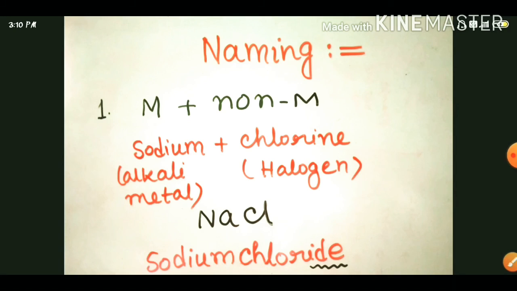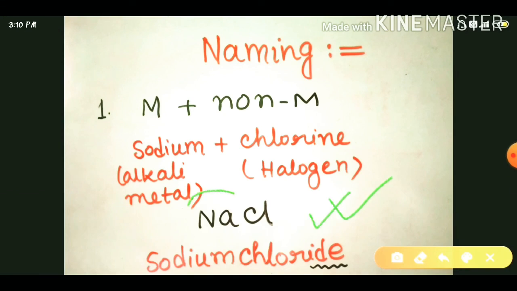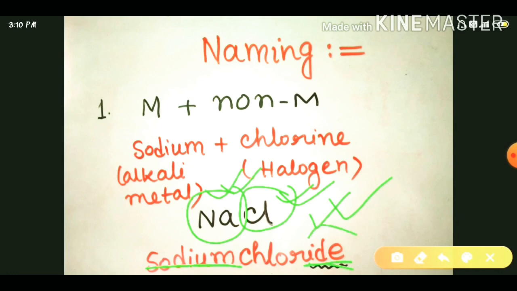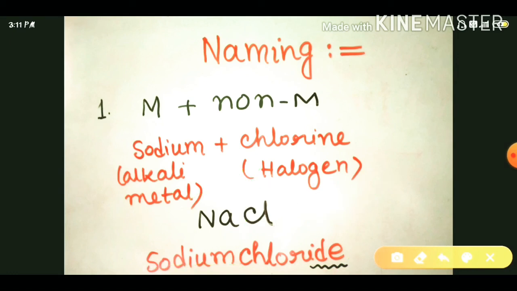What is this chemical name? This chemical name is so easy. Okay, first we have to write the name of metal as it is. What is its name? Sodium. As it is we write it. Then for non-metal, this is chlorine, right? But we have to add the ide, IDE. This suffix is added and this becomes chloride, right? And this becomes sodium chloride.